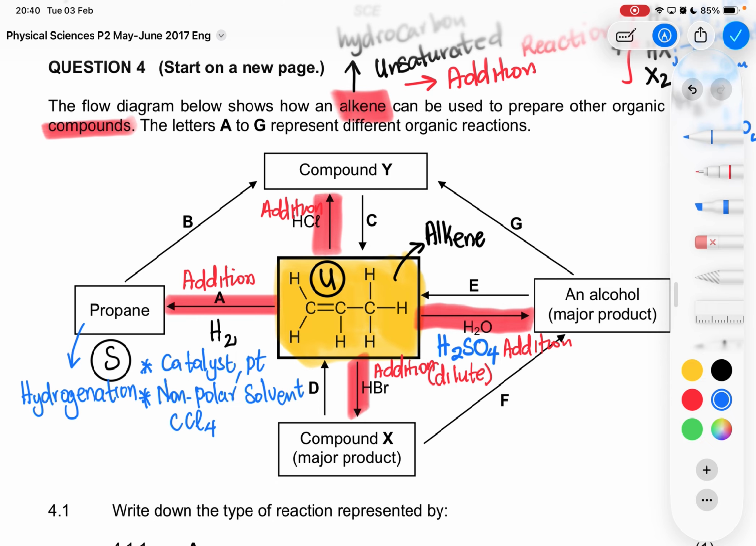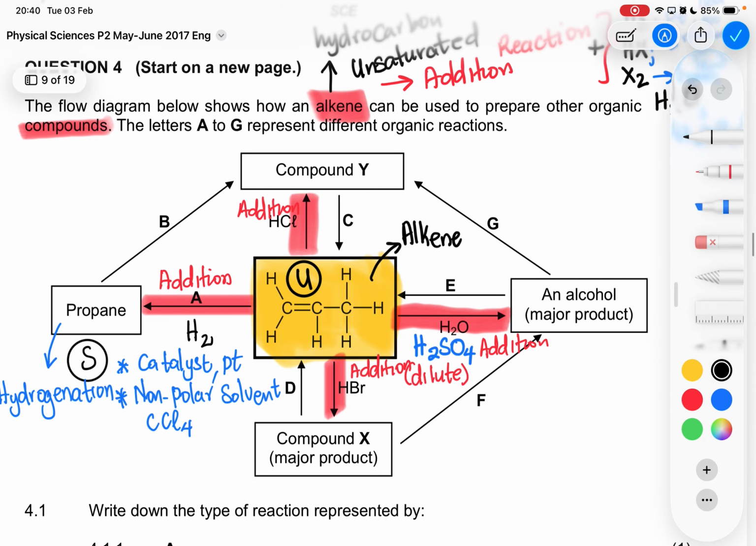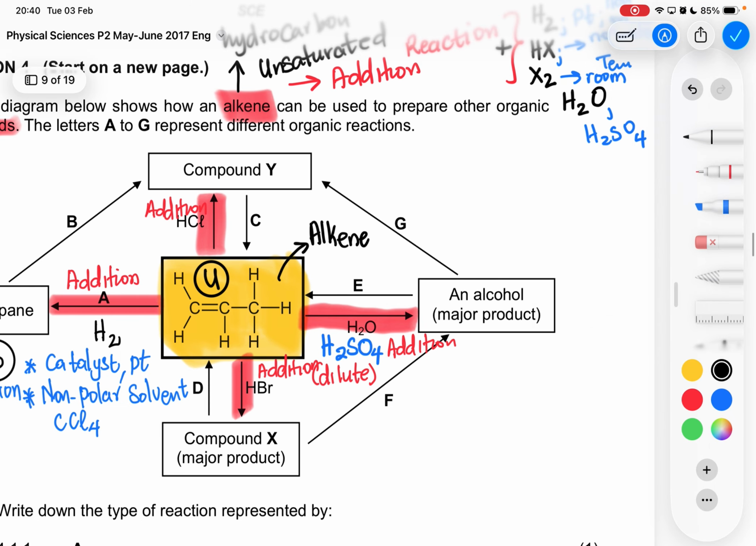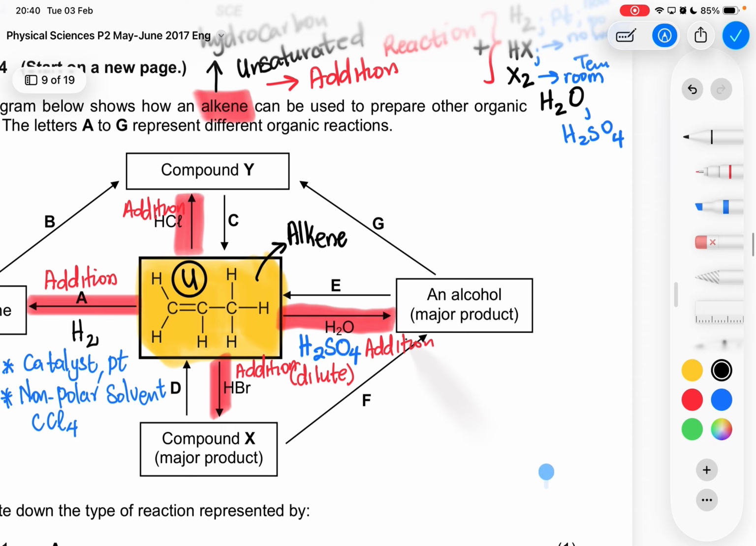Let me go back to that one, the water part. This one, we call it, this compound, I don't know where to write. It undergoes hydration.